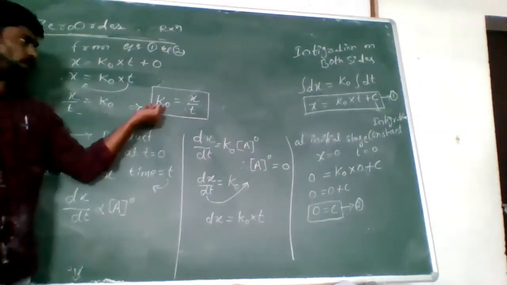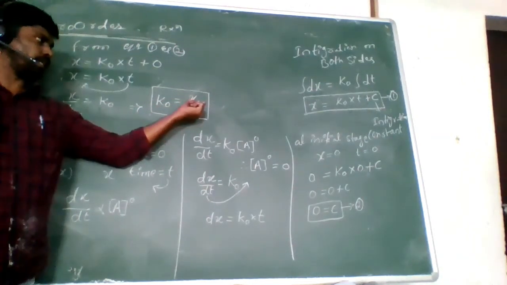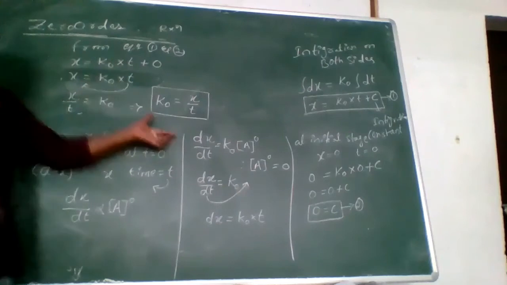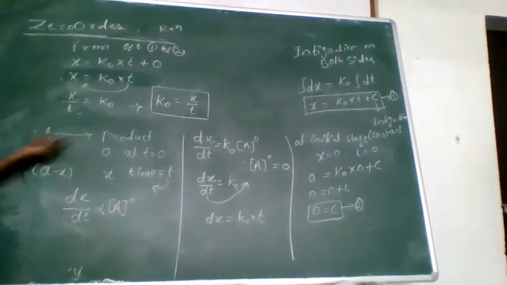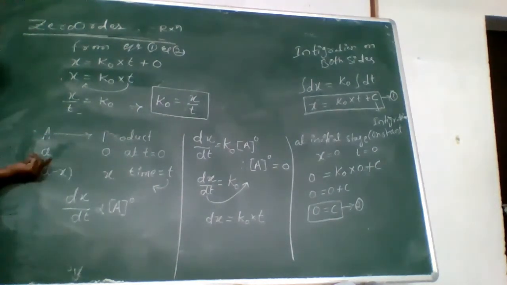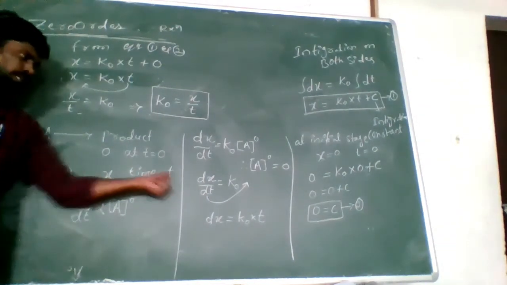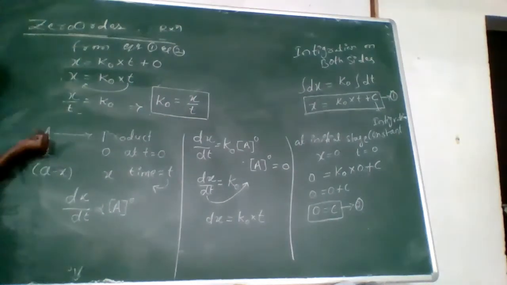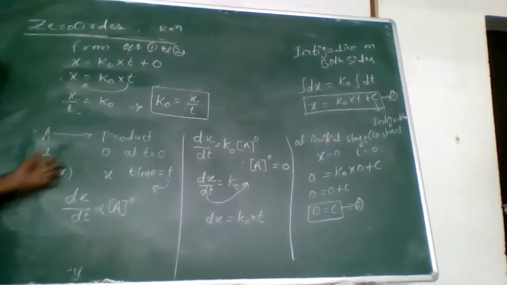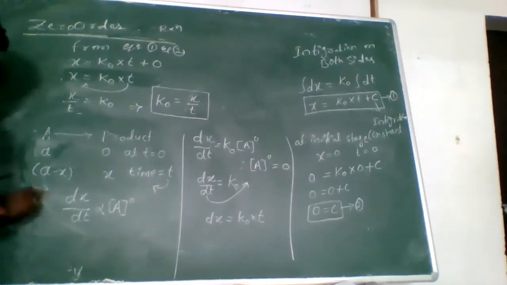Zero order derivation. The zero order constant is directly proportional to the concentration of reactant with respect to time. So this is the zero order reaction. First look at here, A is converted to the product. At time t equal to 0, the concentration is a, small a. At time t equal to t, the concentration of A is a minus x, where x is the product formed. Now finally, when you apply it, here is the derivation.